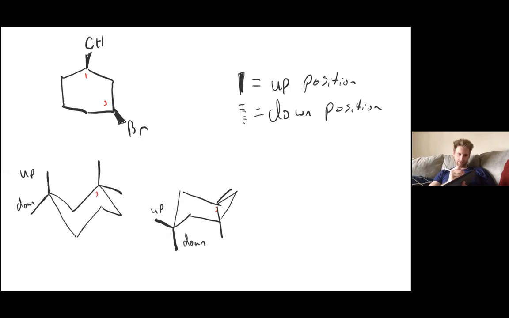I'll actually write CH3 over here. In order to fill these in, we have a wedge, which means it's up. So this CH3 would go here. H would go in this position. Looking at our other chair, up should be the CH3, down should be the H.